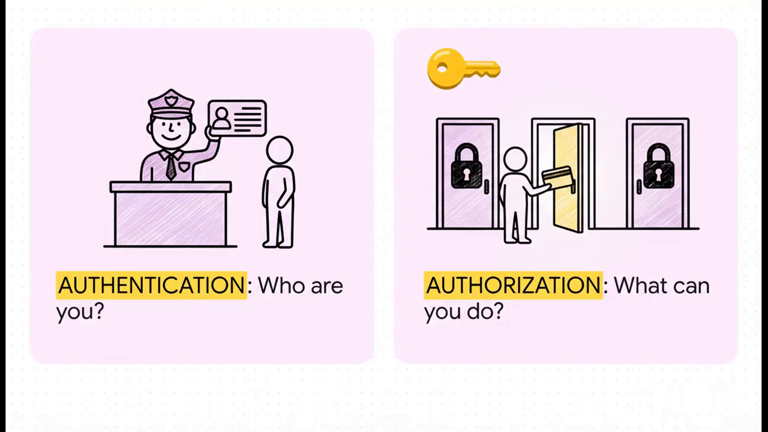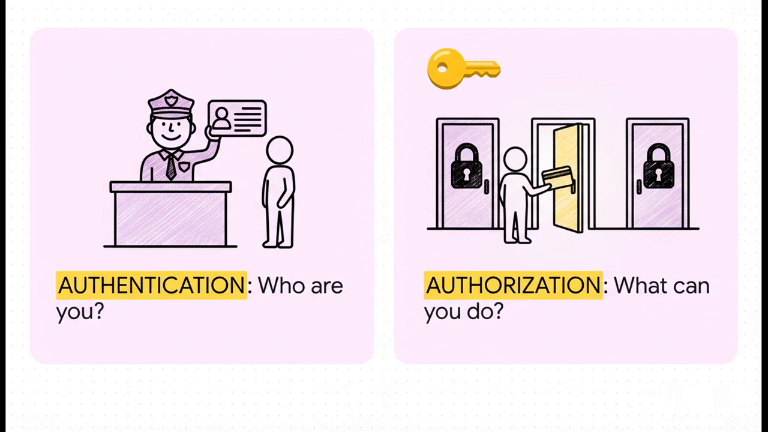First up is authentication. This is the system asking, who are you? You can think of this like a security guard sitting in a big office building lobby. Their only job is to check your ID and verify you are who you say you are. That's it. Then, after that's settled, authorization kicks in. This part asks, okay, now that we know who you are, what are you actually allowed to do here?